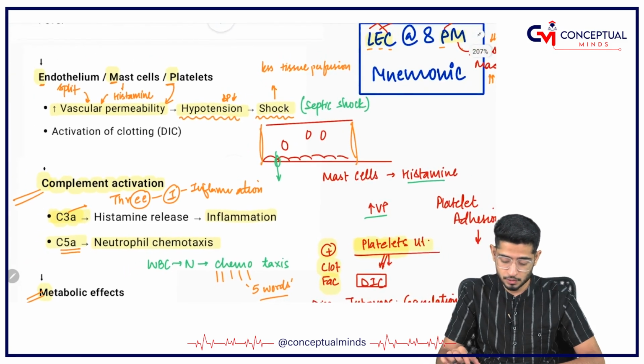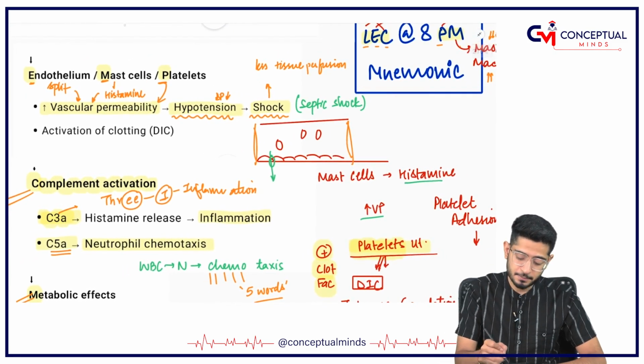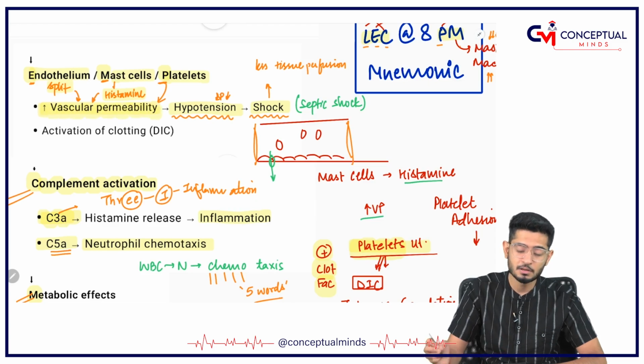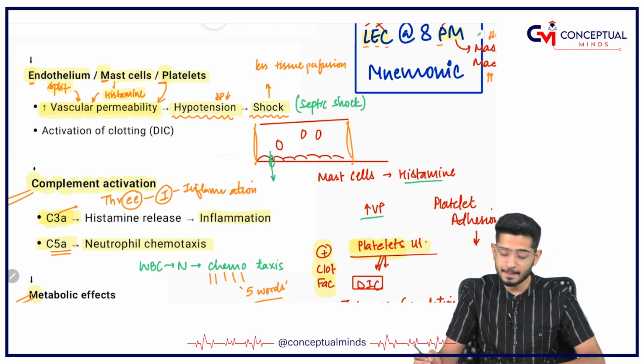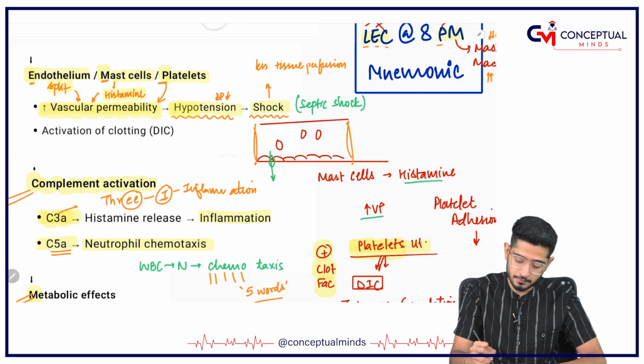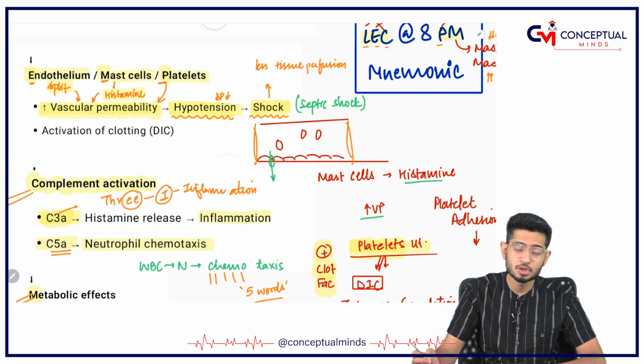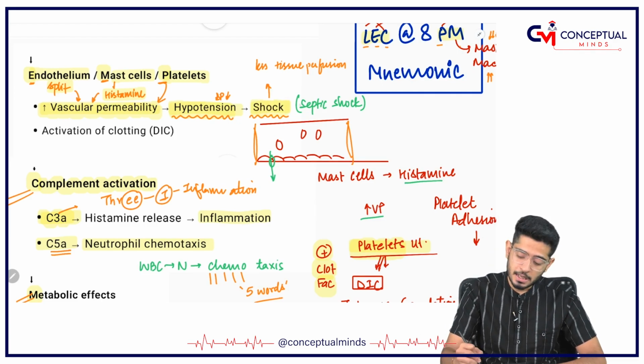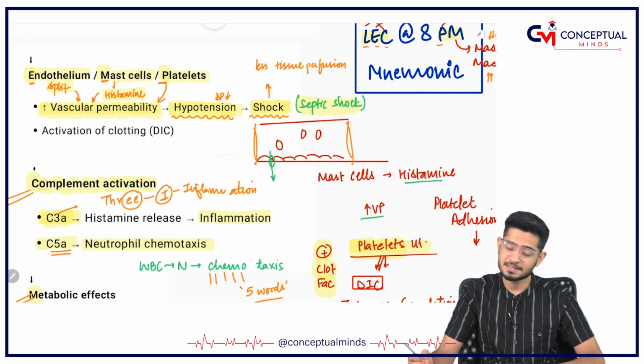That is shock. So basically, endothelium split, mast cells releasing histamine, and the platelets, all these three cause an increase in vascular permeability. They are responsible for causing hypotension, and then the shock-like condition. Because this shock is happening because of bacteria, it is called septic shock.